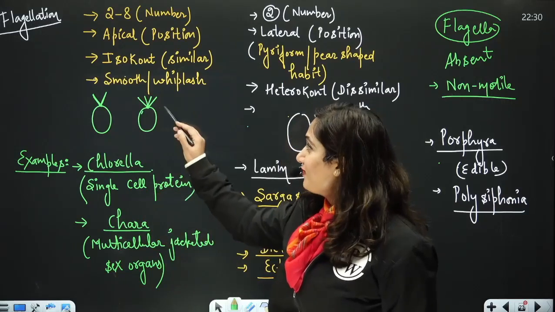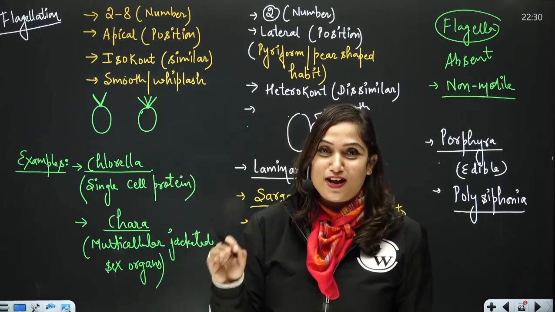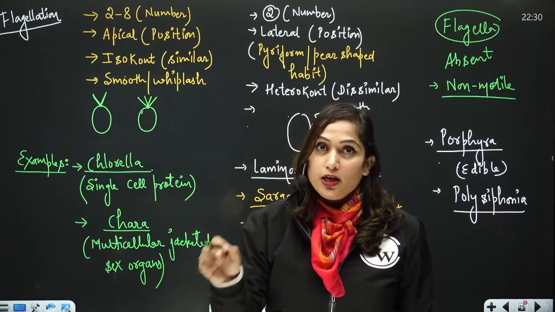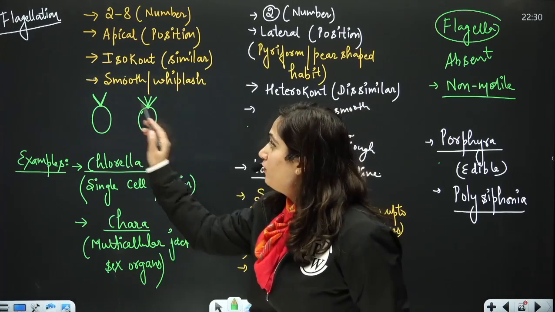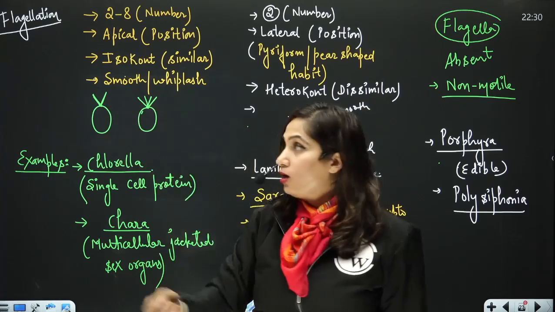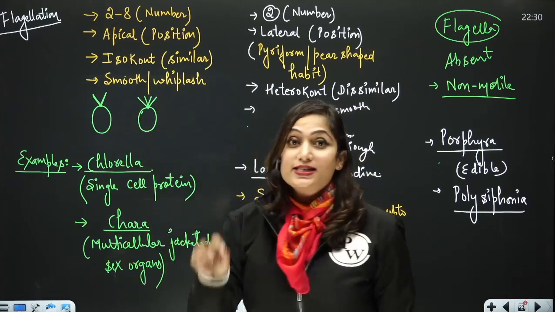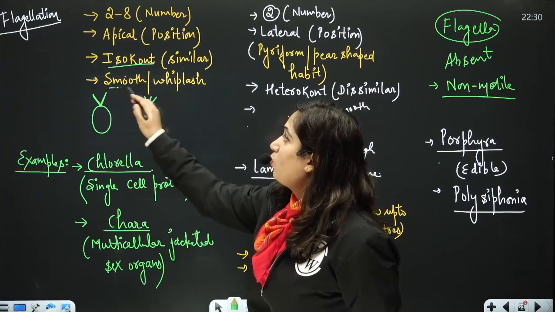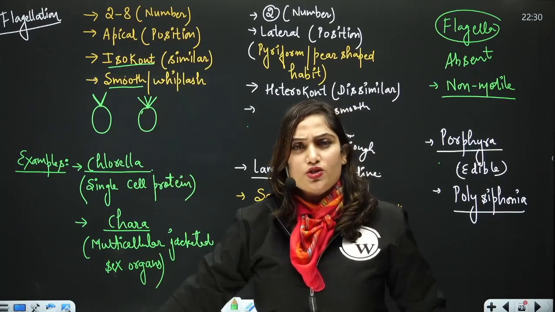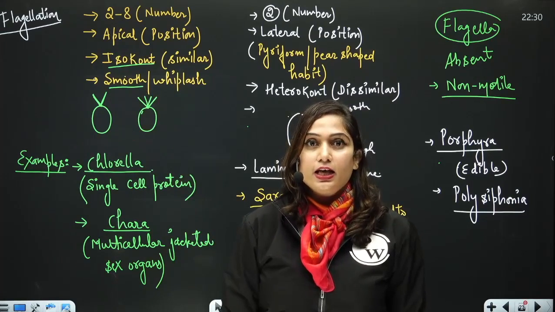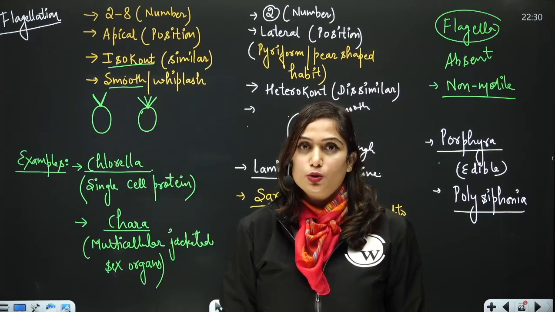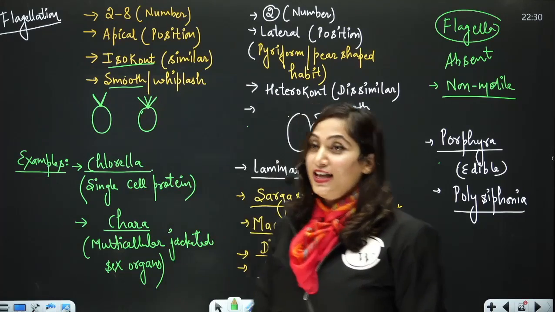So what you have to remember regarding the flagellation in green algae, learn with me: the number can be 2 to 8. Position will always be apical. All of them will be similar to each other, that is isocont, and the flagella will always be smooth. This question often comes. In green algae, the flagella are similar or dissimilar? Similar. Smooth or rough? Smooth. Position apical.